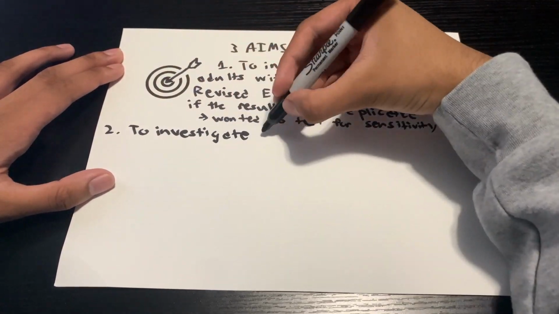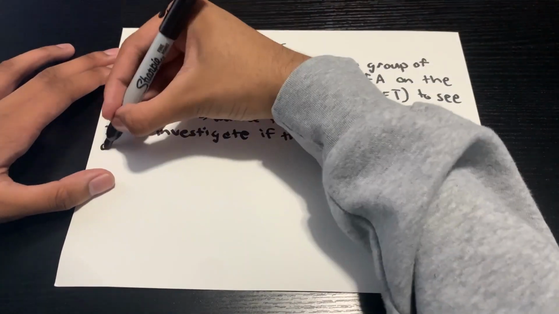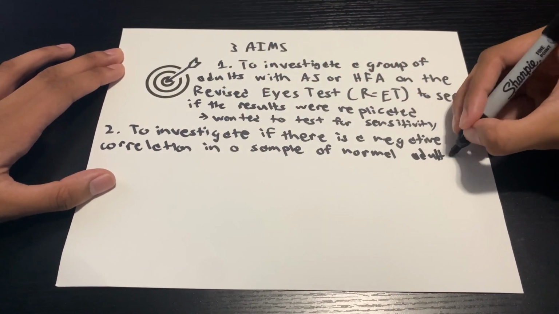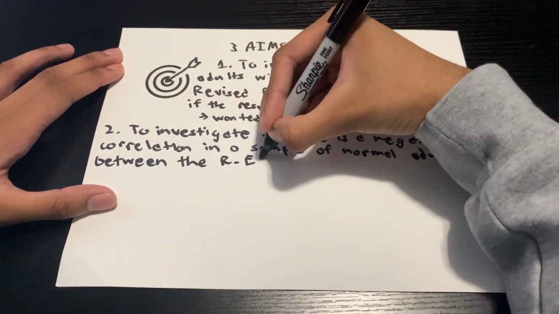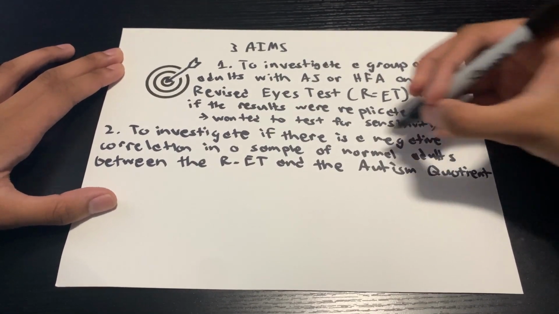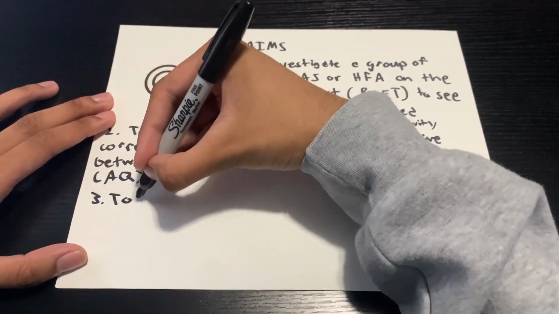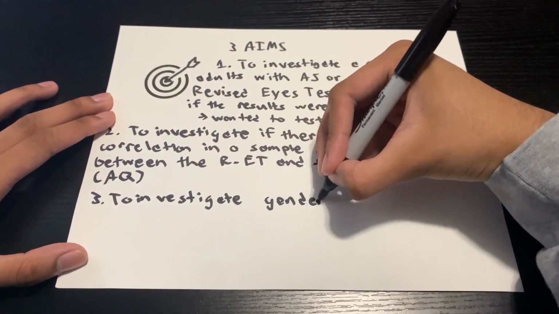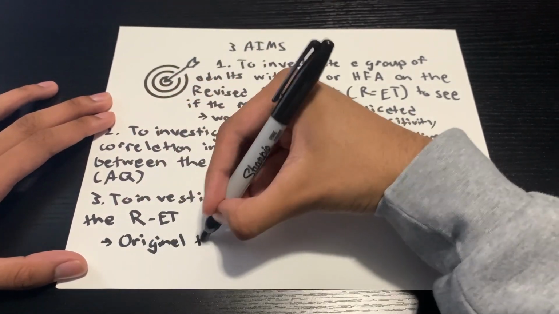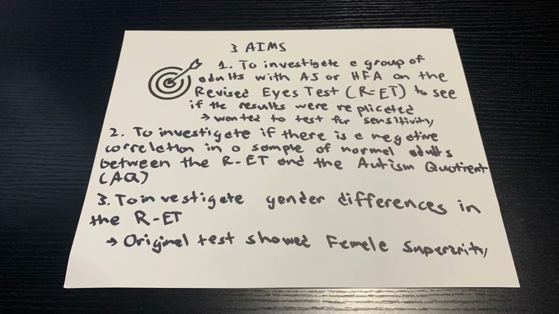For the second aim, it was to investigate if there is a negative correlation in a sample of normal adults between the RET and the autism quotient, which means as one score goes up, the other one would go down. Finally, the third aim was to investigate gender differences in the RET, since in the original test, it was found to show female superiority, which means they scored higher on the RET.